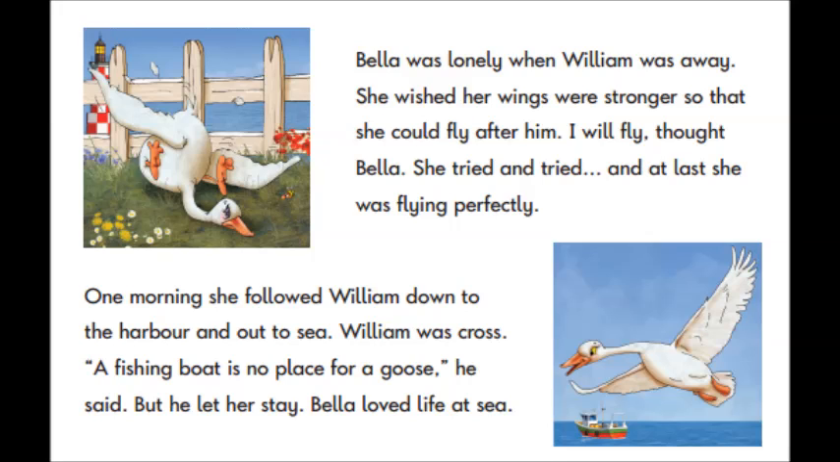Bella was lonely when William was away. She wished her wings were stronger so that she could fly after him. I will fly, thought Bella. She tried, and at last she was flying perfectly. One morning she followed William down to the harbour and out to sea. William was cross. A fishing boat is no place for a goose, he said. But he let her stay. Bella loved life at sea.